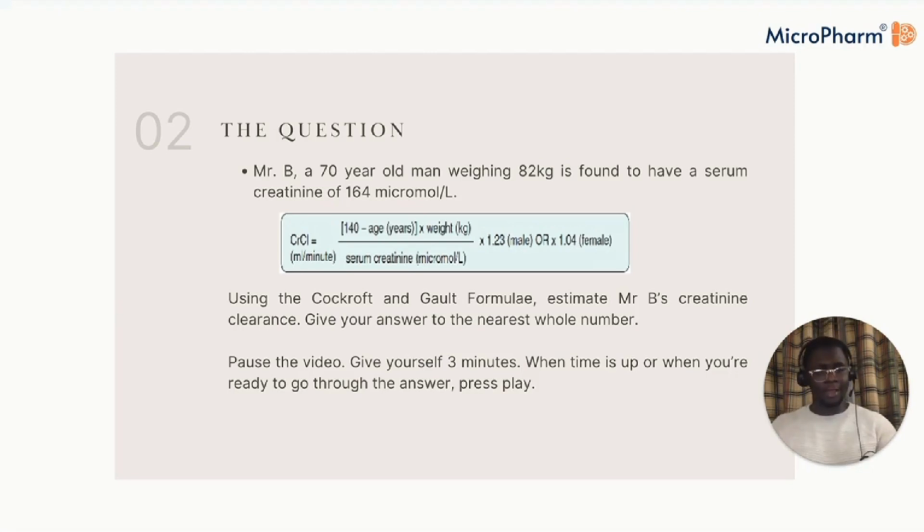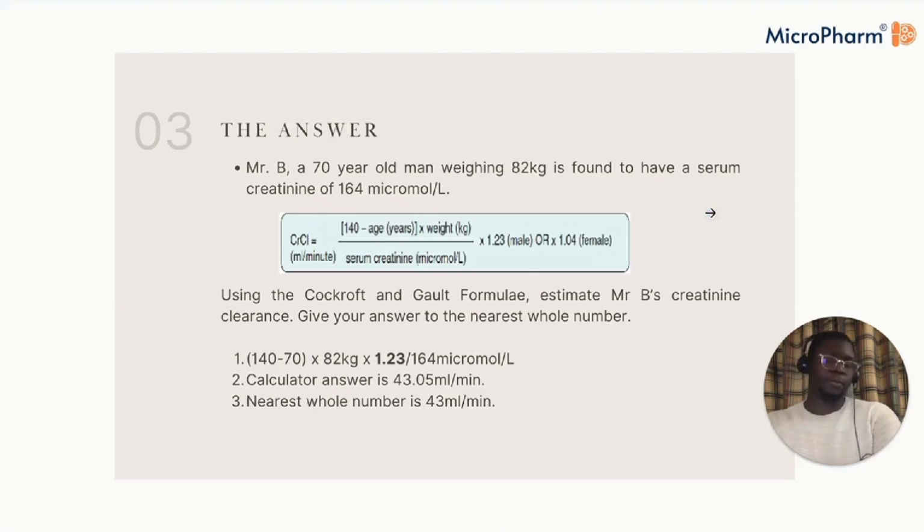Okay, I think we're good to continue. So, the first thing that I'd probably say here is just note down the fact that Mr. B is a 70-year-old man. So in this instance, we're going to use a factor of 1.23. He's male. So we have his age as well. And we also have his weight. And we have a serum creatinine. So 140 minus 70 times 82 times 1.23 over 164 micromole per liter.